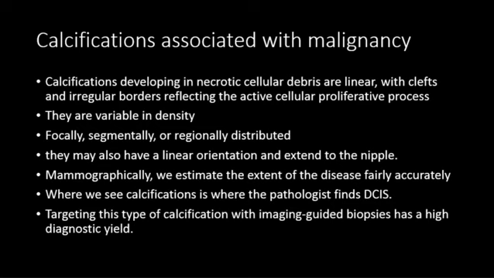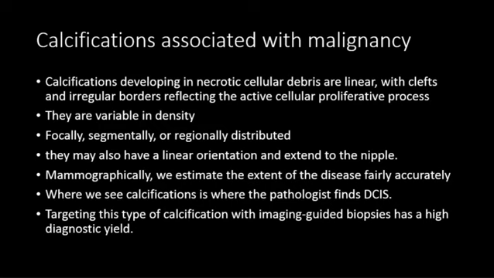So, as we were saying last time, the calcifications that are associated with malignancy usually develop in the necrotic cellular debris. When the cells start to die, these necrotic cells, the necrotic debris, they calcify. So imagine calcified necrotic dead cells. What would it be like? It will be linear with some cliffs, irregular borders, reflecting the active cellular proliferation. The cells are malignant, proliferating rapidly. So the calcification will be irregular, cliffs, branching, with variable density. Some are dense, some are faint, some are in between.